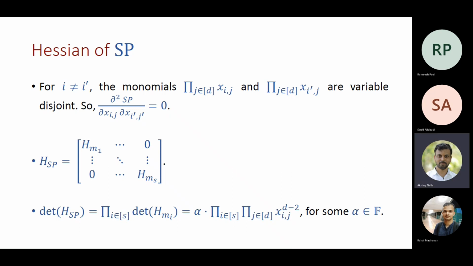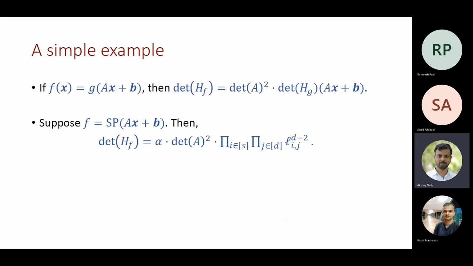Now, why does the Hessian determinant of the sum product polynomial help us in doing ET for the polynomial? The reason is the following. It is known that if f is equivalent to g, that is, if f is equal to g of ax plus b, then the Hessian determinant of f is the determinant of a squared times the Hessian determinant of g evaluated at ax plus b. And since a is invertible, this number is non-zero. So we can get information of the Hessian determinant of f from the Hessian determinant of g. In our case, we have an f which is equivalent to the sum product polynomial.